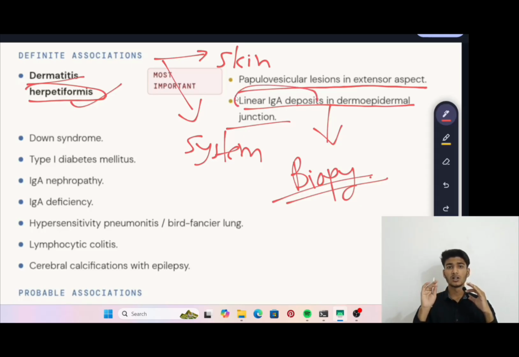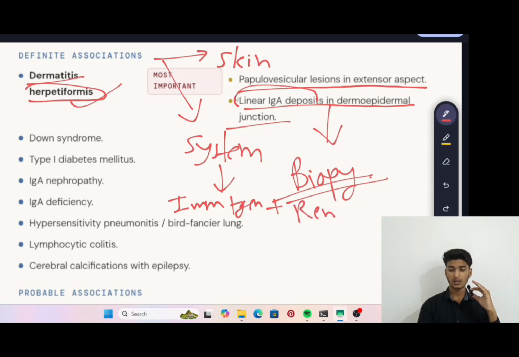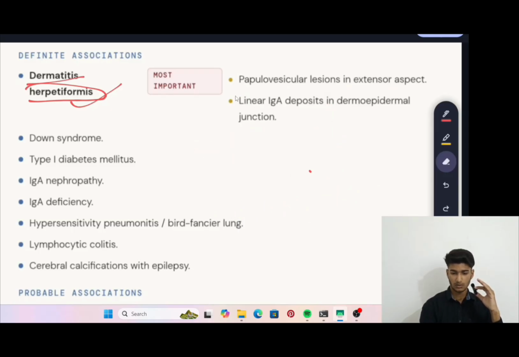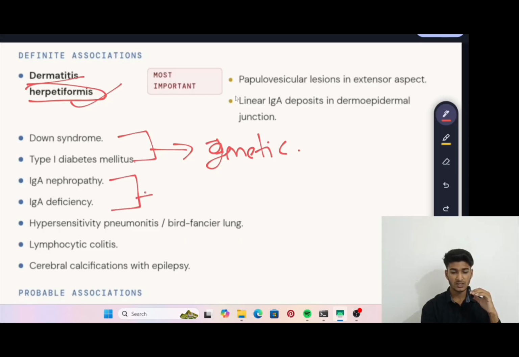Here, basically, in the systemic part, the immune system plus the genetic system plus the renal system will get affected. Now the space is very overcrowded. Let me raise these things. So in the systemic part, Down syndrome and type 1 diabetes mellitus, the genetic system is affected. This is due to mutations. In IgA nephropathy and IgA deficiency, the immune system plus the renal system is getting affected.